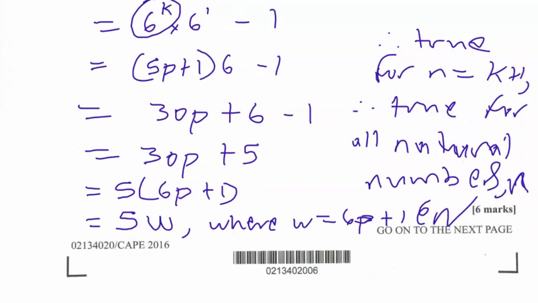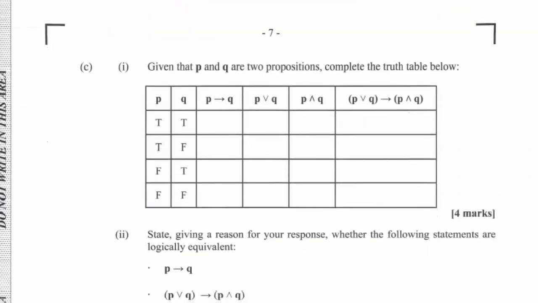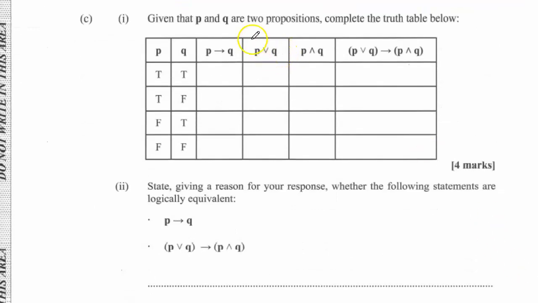Alright, so let's move on. Given that P and Q are two propositions, complete the truth table below. So we have the implication, the conditional, we have the or, and we have the and, and we should know all of these tables. The implication or conditional statement here, P implies Q, we know it's all true except for true false. So true false, this one is false. The rest of them should be true.